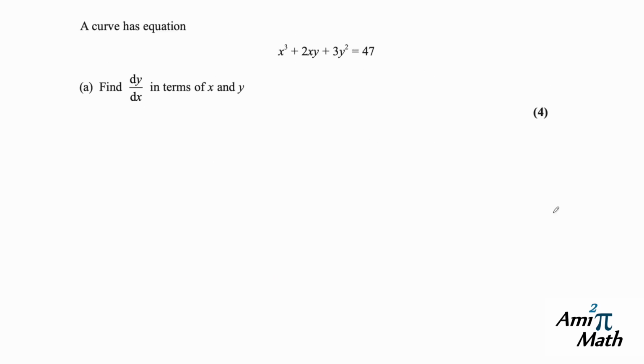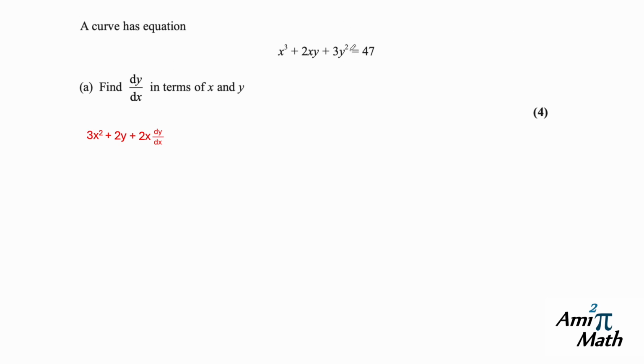A curve has the equation x^3 + 2xy + 3y^2 = 47. Find dy/dx in terms of x and y. So it can get tricky here because obviously you're dealing with an x and a y. For the first part, we can just differentiate this as normal in terms of x. So we're going to do 3x^2. And for this part, we're going to do 2y plus 2x dy/dx, because we multiply by dy/dx to get rid of the y.